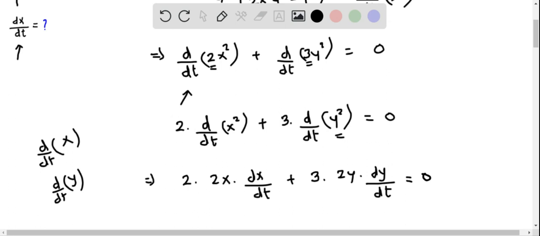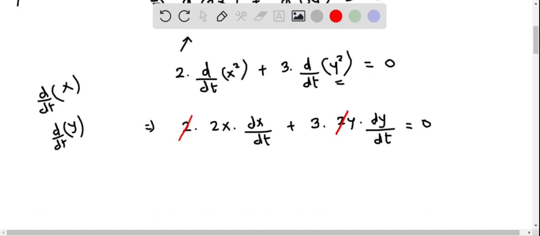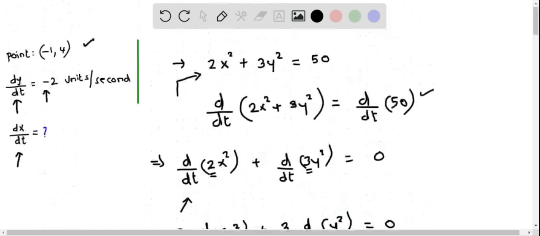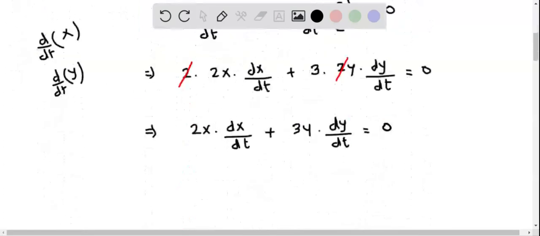Observe that we have the common factor 2 in all the terms. So we can simply cancel this 2 as well as this 2. It's mathematically equivalent to dividing each term by 2, and 0 divided by 2 also gives 0. So let's rewrite this equation. We have 2x times dx over dt, plus 3y times dy over dt, and this equals 0.